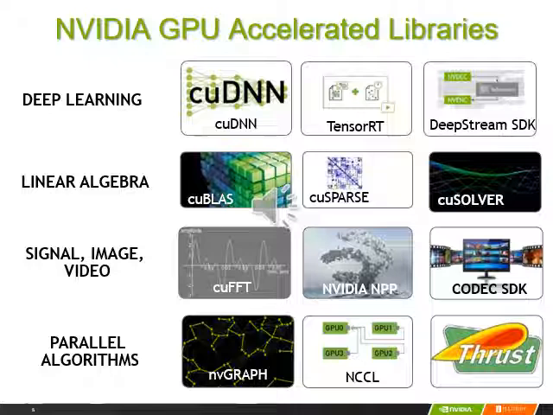The fourth category, parallel algorithms, provides tools for constructs that show up frequently in parallel computing, such as sort, reduce, scan, and collective communication. The nvGRAPH library provides high-performance parallel algorithms for graph analytics applications. NCCL, or the NVIDIA Collective Communications Library, provides collective communication primitives, such as all-reduce and all-gather. It's used for the efficient scaling of applications across multiple GPUs and multiple nodes. And finally, the Thrust library provides implementations for parallel algorithms and data structures that are designed for heterogeneous, high-performance computing. Thrust uses an STL-like interface that should be familiar to any C++ programmer.